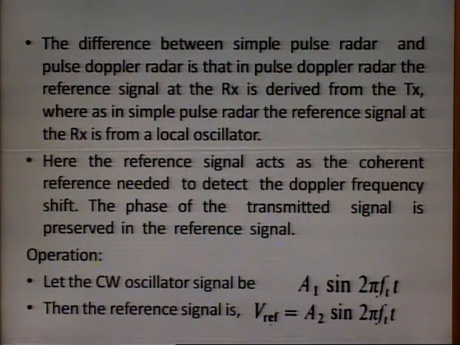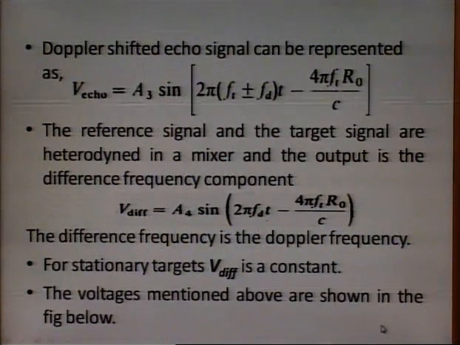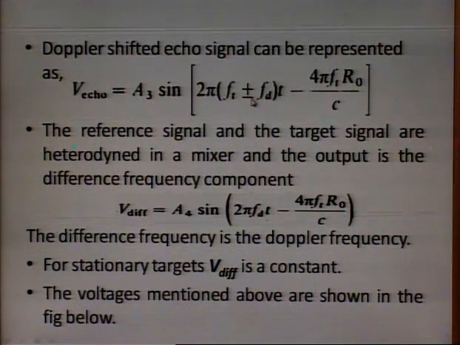Let the CW oscillator signal be A1 sin 2 pi f t, and then the reference signal is A2 sin 2 pi f t. The Doppler shifted echo signal can be represented as follows, where f d is the Doppler frequency shift. This is very important: whether the target is approaching or receding, depending upon that, this plus or minus sign will be used. If it is approaching, it will be plus; if it is receding, it will be minus. So, the difference of these two is the echo.